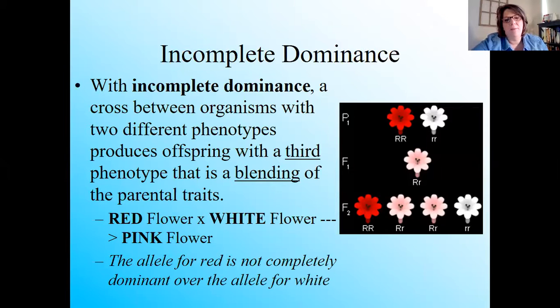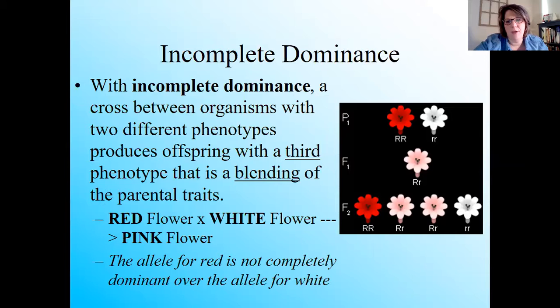Incomplete dominance is where you have a cross between organisms with two different phenotypes, but when they cross, it makes a third phenotype. So instead of taking a tall plant and a short plant, crossing them, and they're all tall, in incomplete dominance you take a tall plant and a short plant, you cross them, and now you've got medium-sized plants. So you get a third phenotype, where that third phenotype is a blend of the first two.